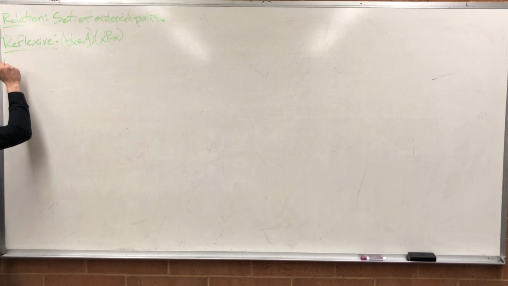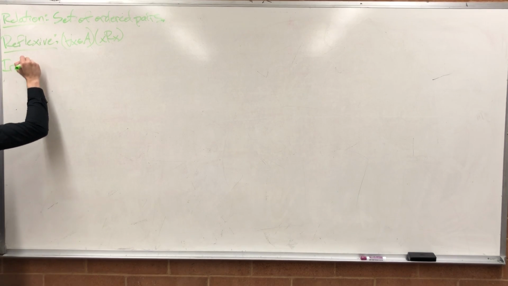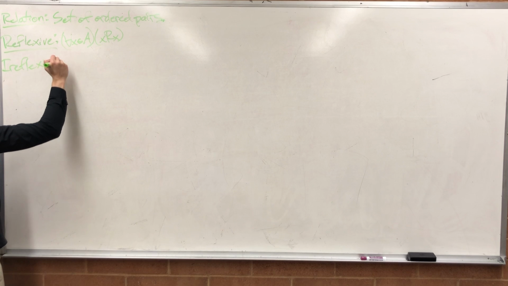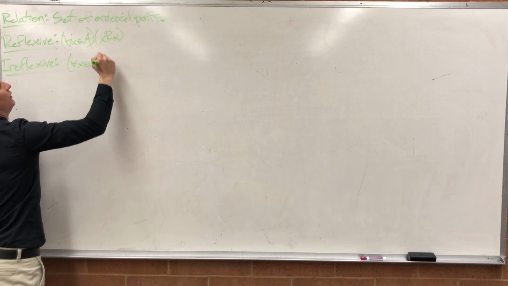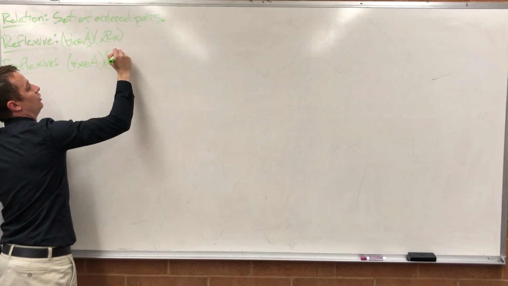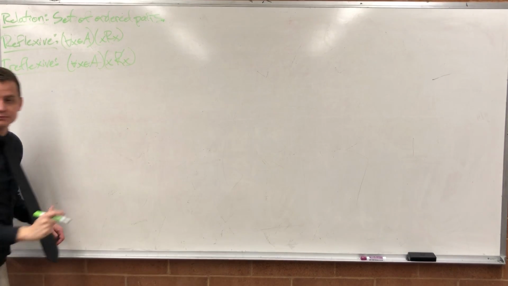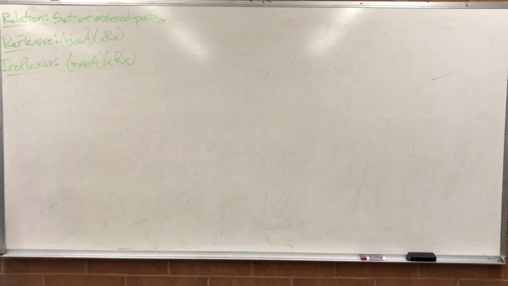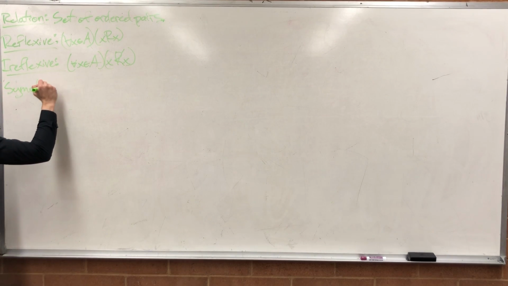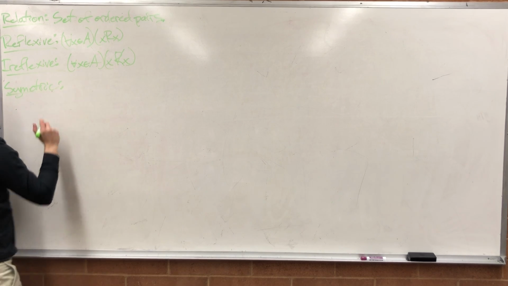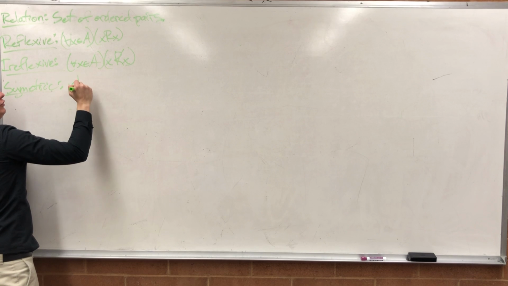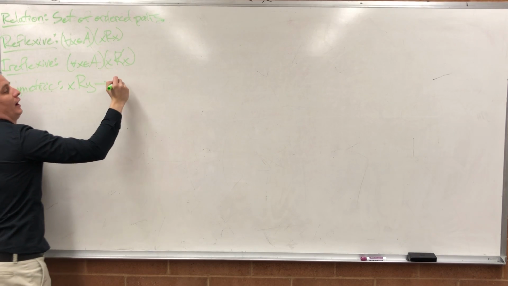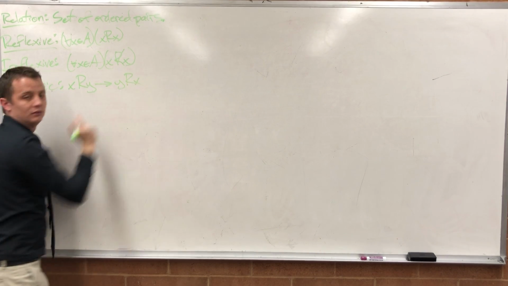Irreflexive. What was irreflexive? It's not related to itself. Yes, that was for all x in A, x is not related to x. What else do we have? Symmetric. What was symmetric? That if x is related to y, then y is related to x. Perfect. If x is related to y, that implies y is related to x.